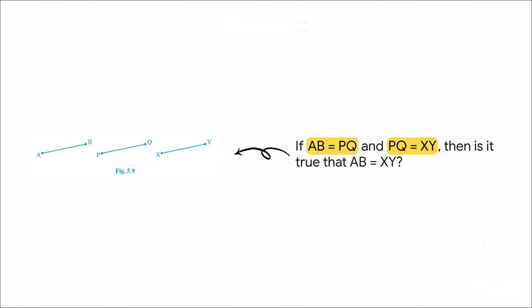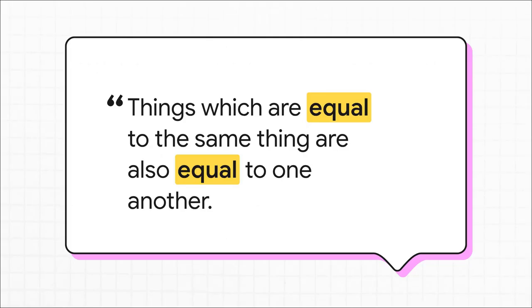Okay, check this out. We've got 3 line segments. Now, let's say we know for a fact that line AB is the exact same length as line PQ. And we also know that PQ is the exact same length as XY. So, does that automatically mean that AB has to be equal to XY? For sure. And this is where things get really cool.